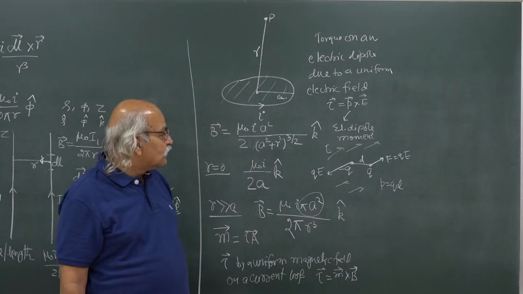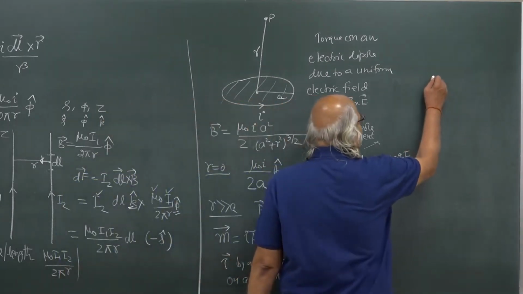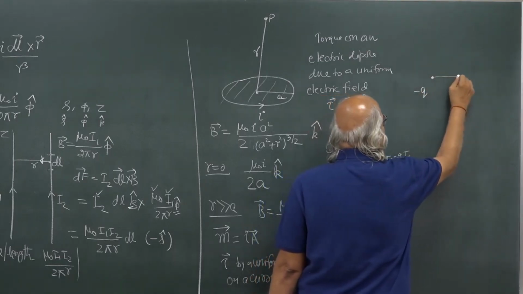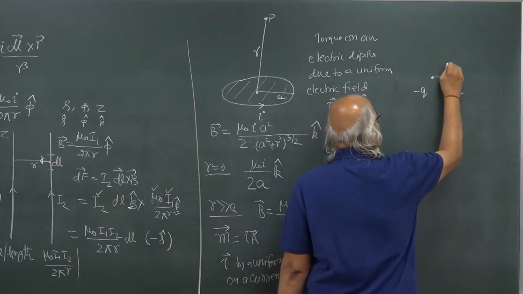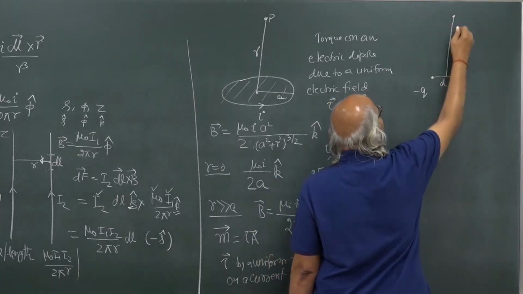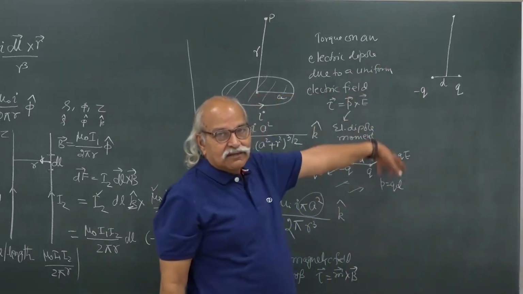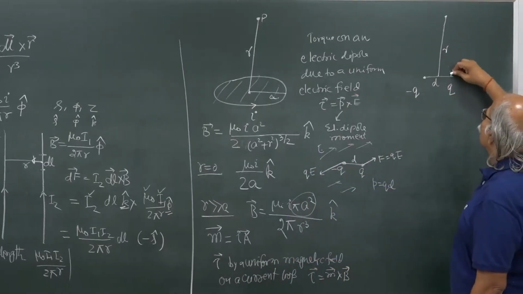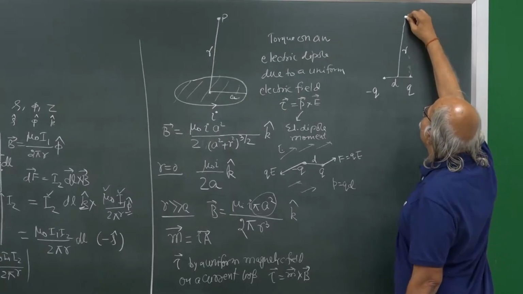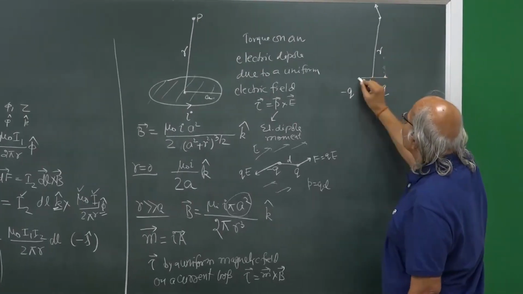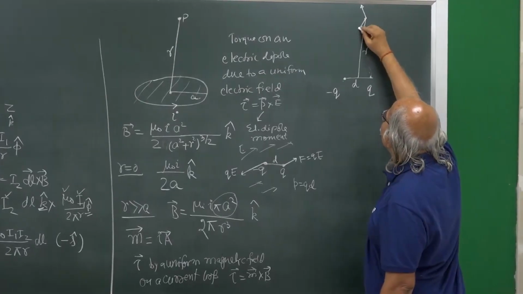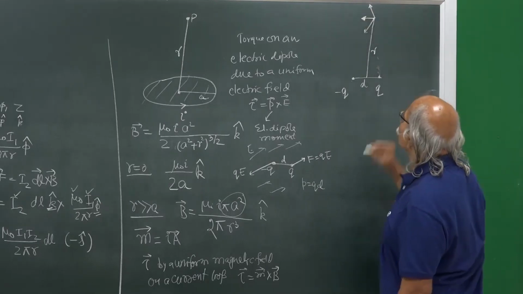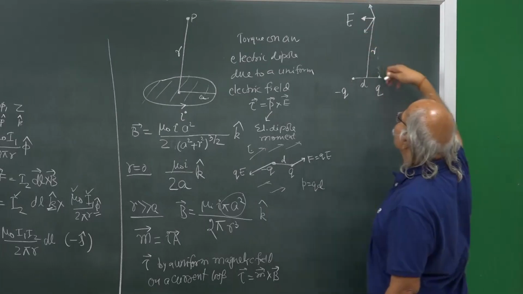And for an electric dipole also, if you remember, if you take an electric dipole, minus q and plus q, at a distance d, and then calculate the field at a far away point on the perpendicular bisector at a distance r. Easy. From this q you will write the electric field like this, and from minus q it will be like this, and then this will be the resultant electric field, and it is simple to calculate.